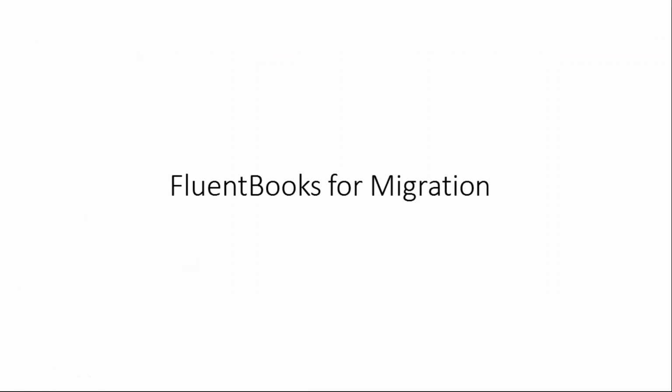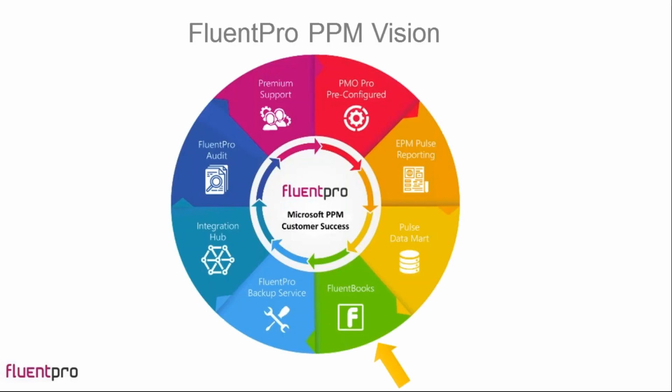We've been talking about best practices of migration. I just want to be clear that the scenarios that we described involve using FluentBooks for migration. So within the FluentPro set of products, we are in the FluentBooks component specifically for migration. We have 2 use cases for the product, one which is migration and the other one which is administration, which follows migration. This is a very specific scenario that we offer the product for.